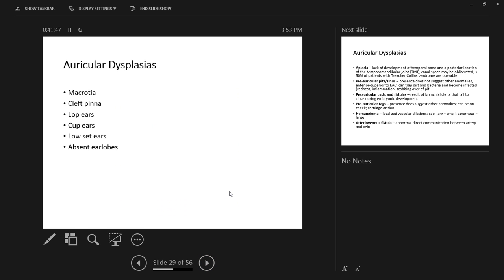Some other auricular dysplasias are a microtia. You can have a cleft pinna. You can have lop ears where the pinna is literally just folded over. You can have cup ears where they're cupped outward, but you don't have a lot of arches all through. You don't have your crus of the helix, your cavum concha, your cymba concha, you don't have the rest of this. It's literally just a smooth cup. Low set ears happen fairly commonly in some of these syndromes. And strangely enough, you can have absent earlobes. That's strictly cosmetic, and it's not common, but it's one of those things where you might see an absent earlobe.